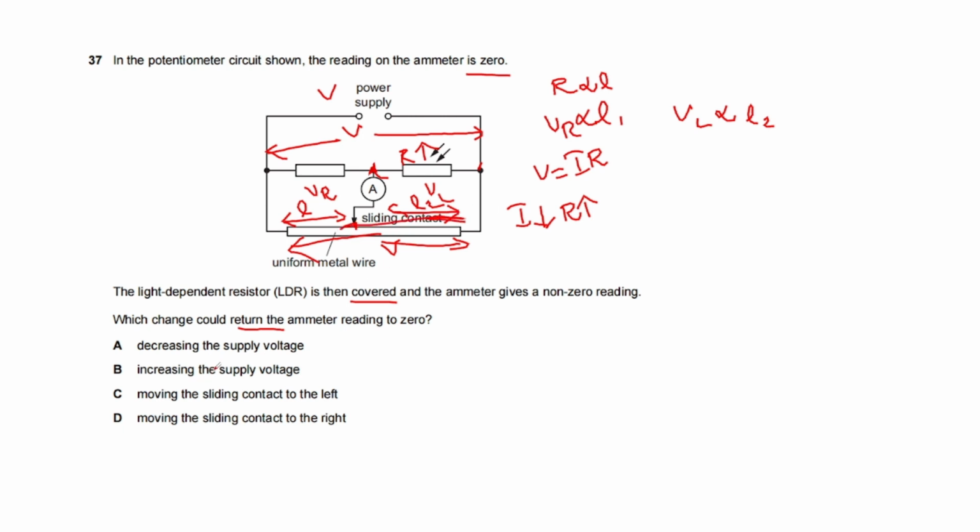So let's check all these options. First one, option A, decreasing the supply voltage. It won't change the ammeter reading. Increasing the supply voltage? No, it won't change either. Option C, moving the sliding contact to the left. Yes, if it moves to the left, the length will increase, which will increase the resistance, which will increase the potential drop, right? Which will make the ammeter reading a 0 value. So option C is the correct answer.